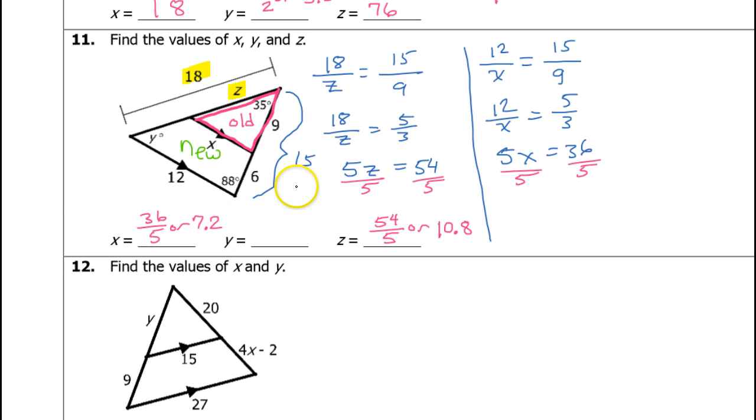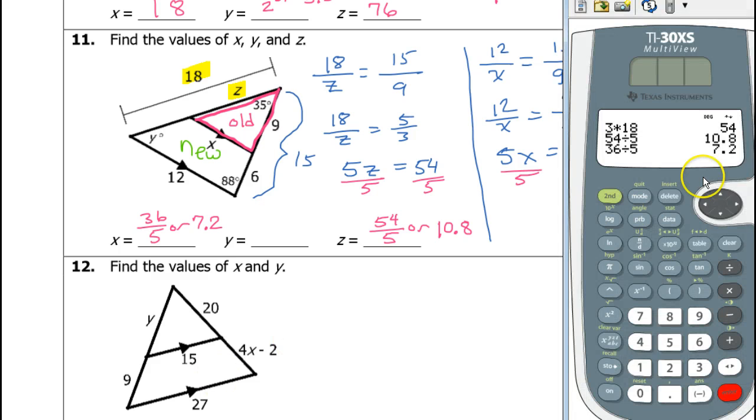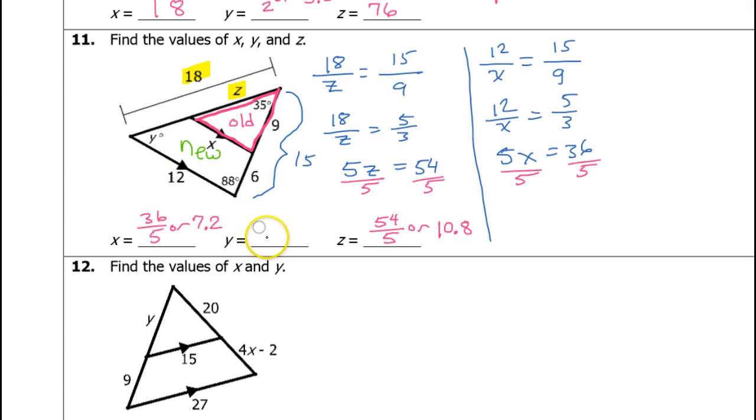And last, that leaves angle y. But looking at the large triangle, I see I have 2 out of 3 angles. So of course, I know that the angles in a triangle have to add up to 180. So if I do 180 minus 88 minus 35, that leaves 57. So y should be 57.